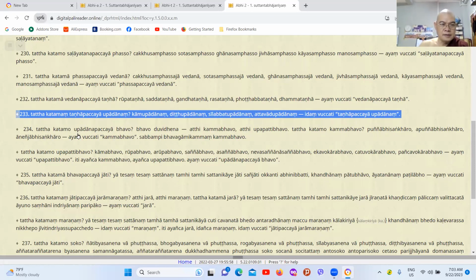Upadana. Where is Upadana? Chututana: Kamupadana, Ditthupadana, Silabbatupadana, Attavadupadana. There are four kinds of Upadana that arise because of Dana. That's clear. So we go to Atthakatha.